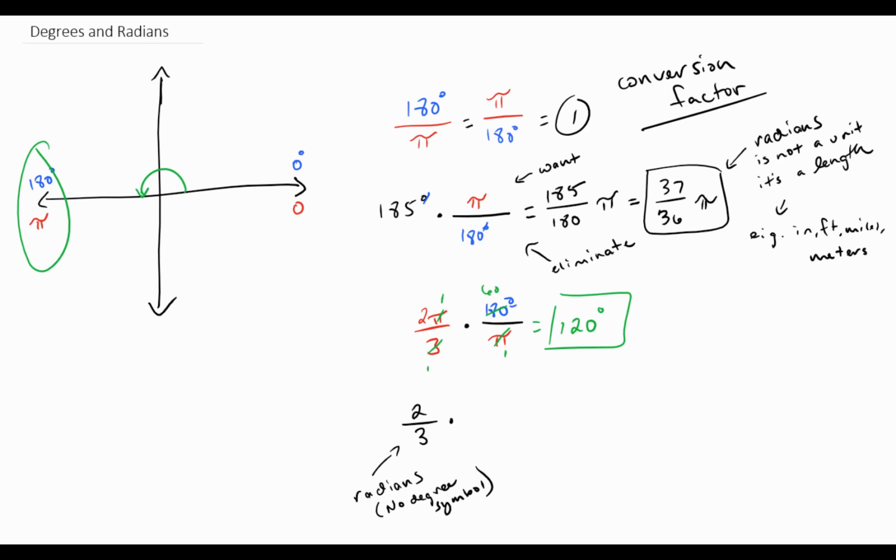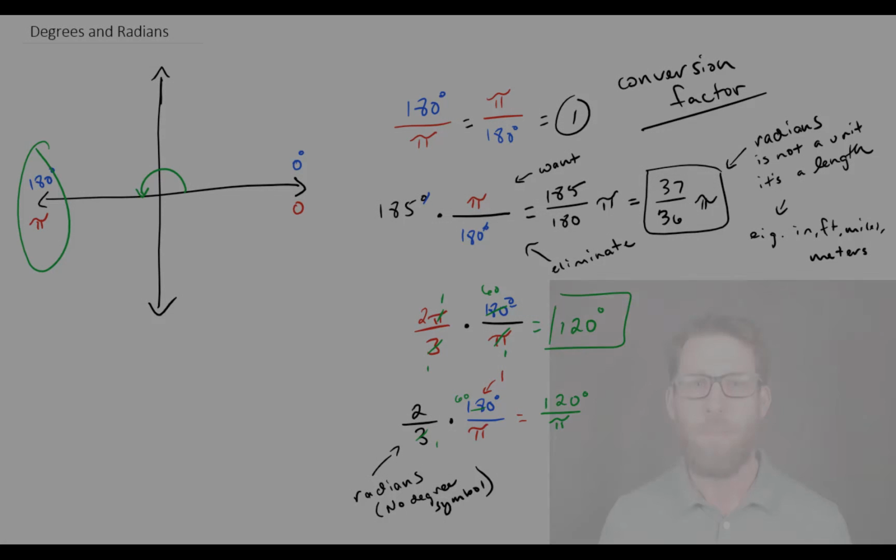So we want degrees, so we'll go ahead and put that on top. And we want to eliminate those radians, but really we just want to make sure that this fraction is equal to 1. And I have those units, the degree units that I want. 120 degrees over pi, it's going to be a little less than 40 degrees.